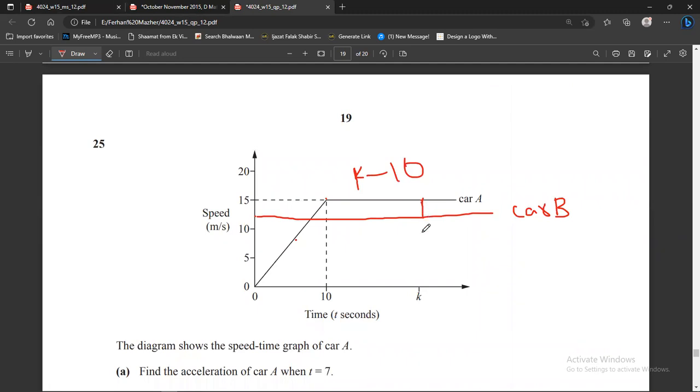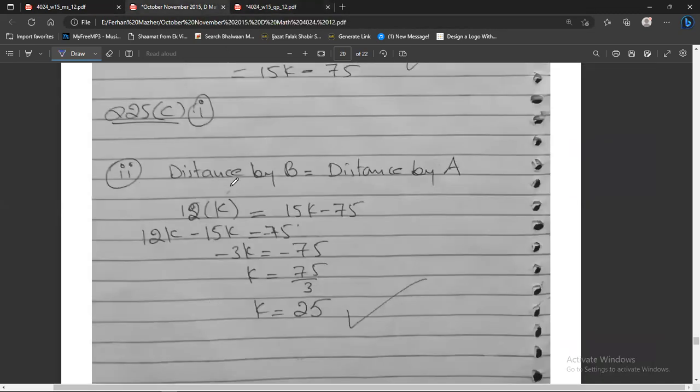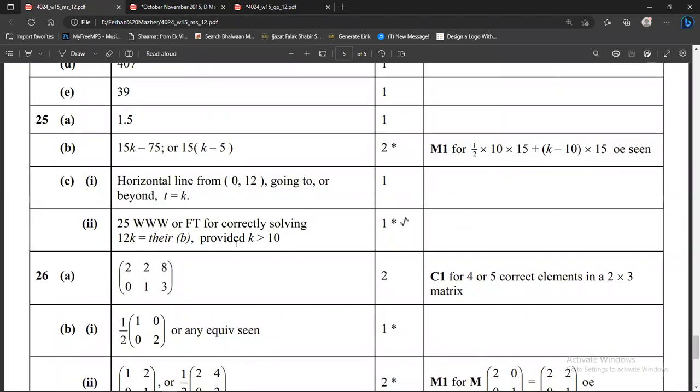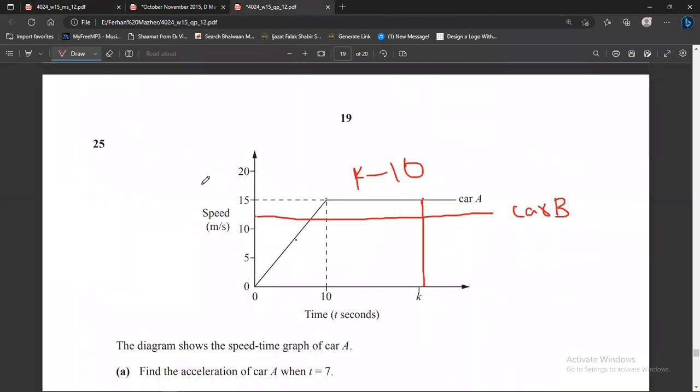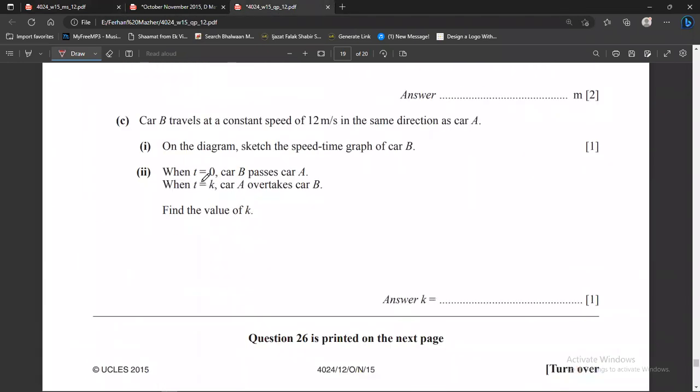you can see it is a rectangle. So I will find the area of this rectangle. That will be k multiplied by 12. The distance traveled by car B and the distance traveled by car A will become equal to each other. So 12k will be equal to 15k minus 75. 12k minus 15k is equal to minus 75. Minus 3k is equal to minus 75. k is equal to 75 divided by 3. k is 25. Okay, so the k value is 25. So we got the answer, and it's a tricky question.